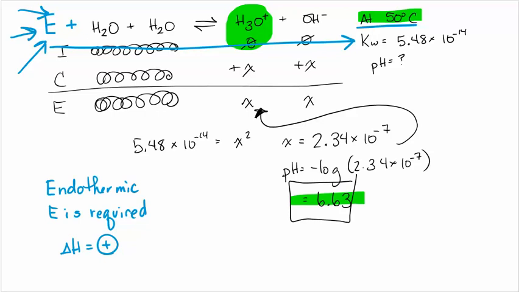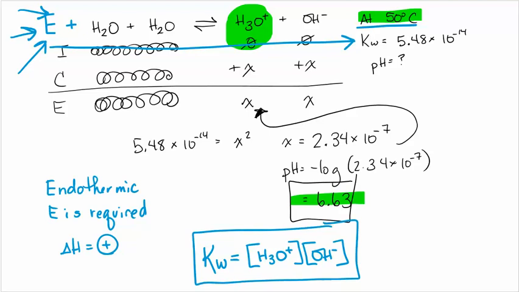What's the most important take home for this? The most important take home for this is that the Kw at any temperature is the concentration of hydronium times the concentration of hydroxide. There's always a balance that's going on between hydronium and hydroxide in any solution. All right, so that's now hot water is more acidic than cold water.